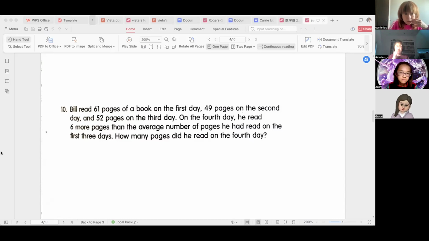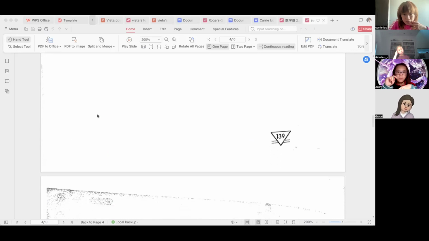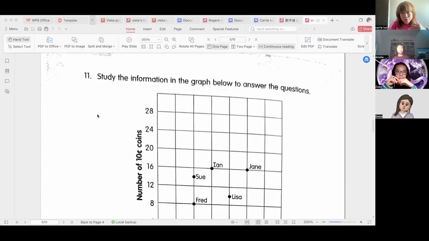Bill read 61 pages of a book on the first day, 49 on the second day, and 52 on the third day. On the fourth day, he read 6 more pages than the average number of the first three days. So you first calculate the average and then add 6, right? This question is pretty easy, so we don't really have to spend a lot of time. So now let's take a look at this one.